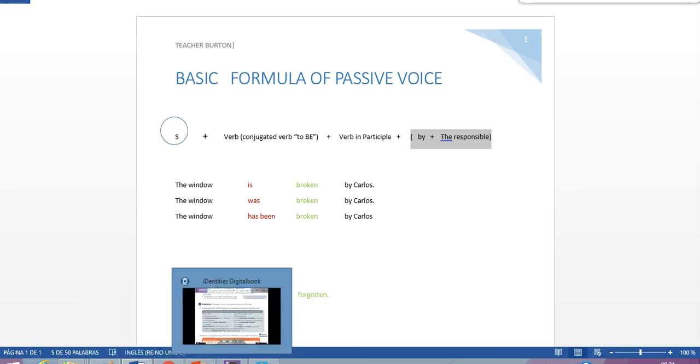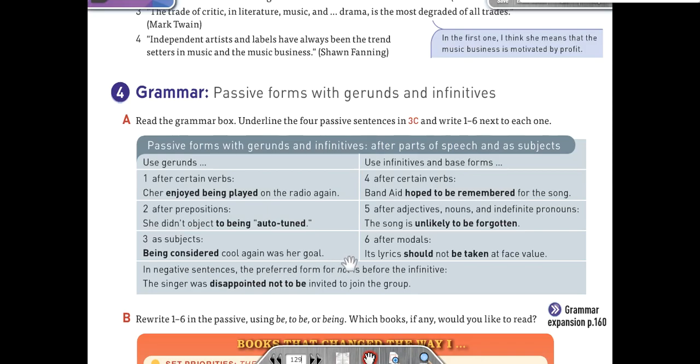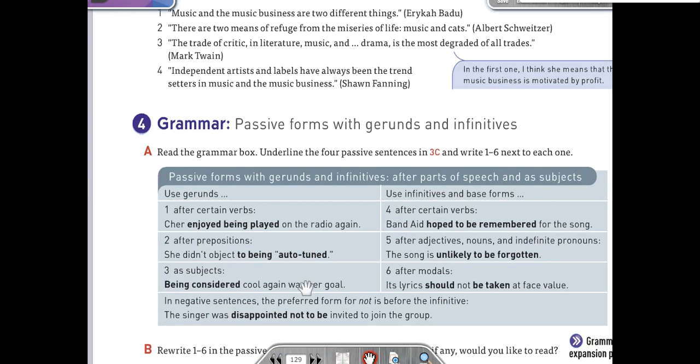Wow, so now we're going to continue with the passive voice. And in the passive voice, lo más importante ahora es recordar nuevamente los gerunds and the infinitives. Bueno, this say here, read the grammar box and underline the 4 passive sentences in 3C. Es por eso que les decía que íbamos a utilizar la página anterior.